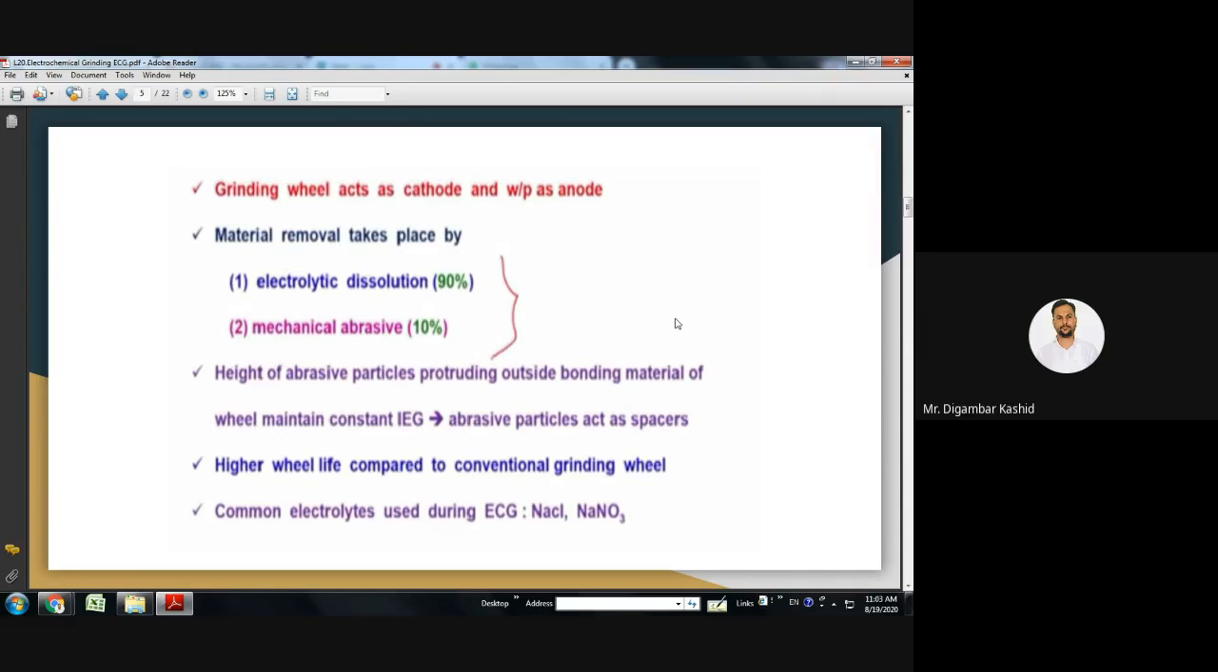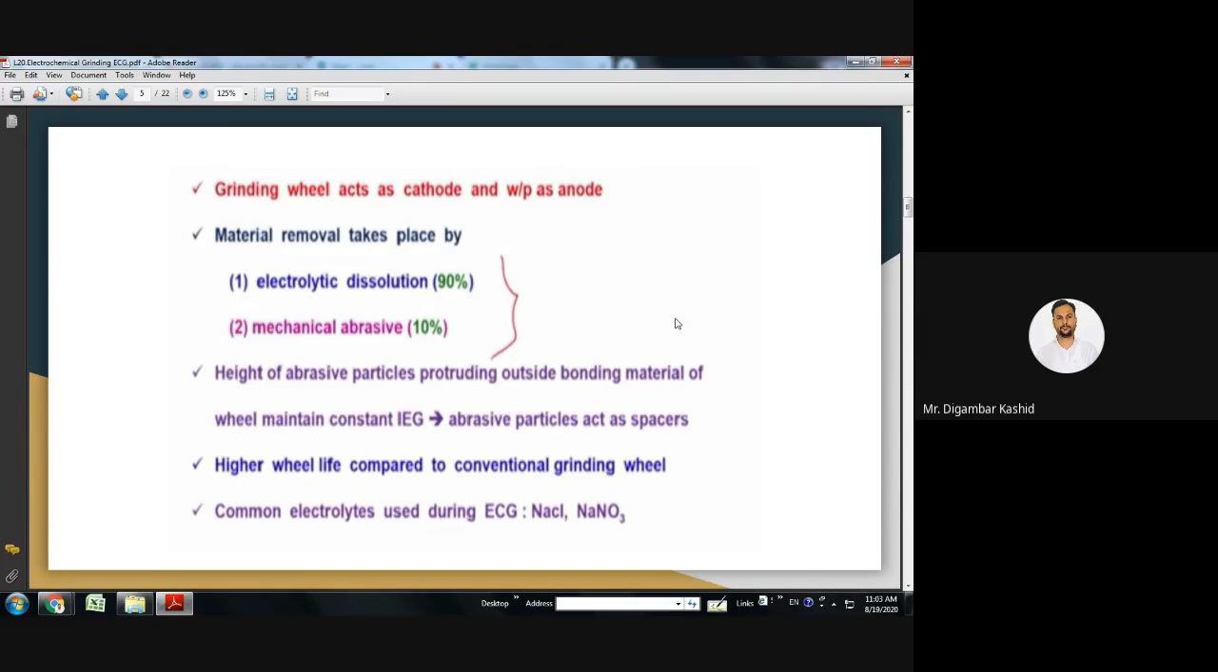Here also, commonly used electrolytes are NaCl and NaNO3. Whatever the sodium chloride solution, NaCl solution, or sodium nitrate, NaNO3 solution, you can use as electrolyte. These are the commonly used electrolytes during electrochemical grinding operation.